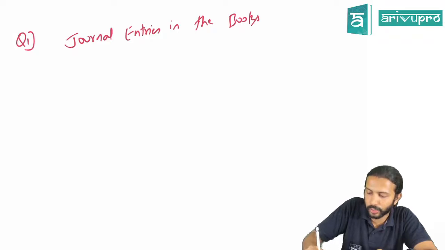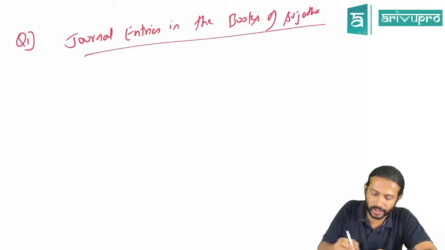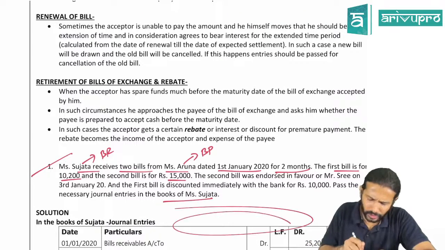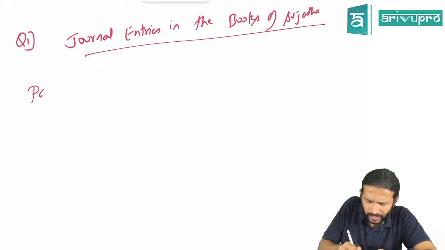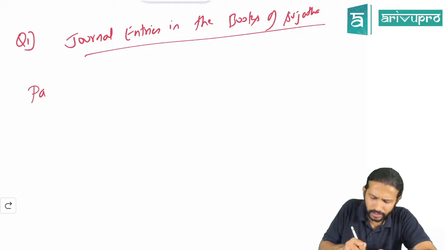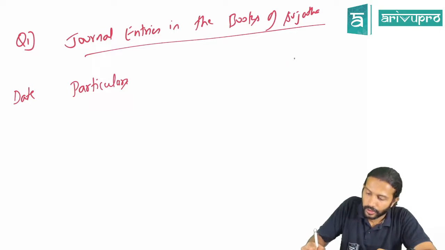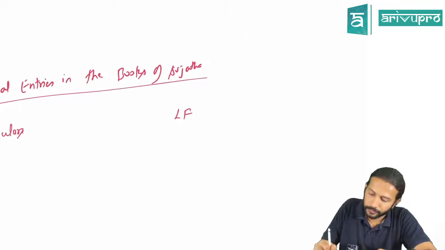You can just observe if you want, because the same thing that is printed in your study material, I'm going to write as the journal entry. Same format of journal is there, no? Same thing. We'll write it, with date, particulars, ledger folio, debit amount, credit amount.